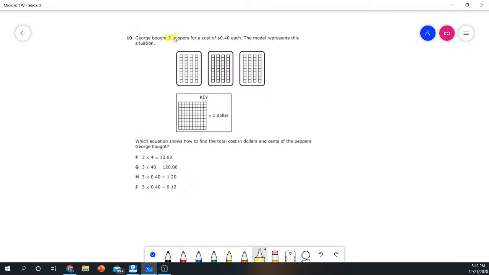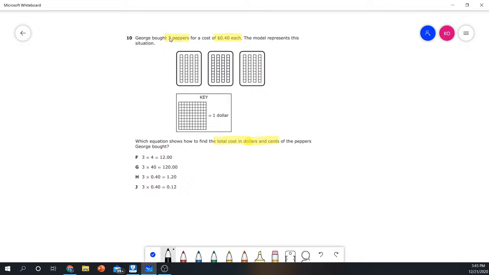George bought 3 peppers for a cost of $0.4 each. The model represents the situation. Which equation shows how much the total cost in dollars and cents of the peppers George bought. So we can either use the little visual that they showed us, or we can just use the top part, and I'm going to try to solve it using both ways.